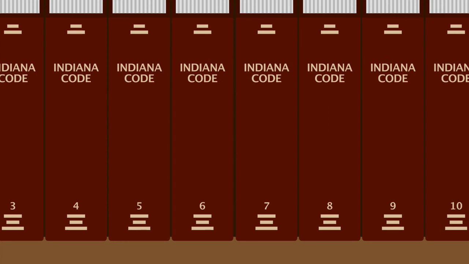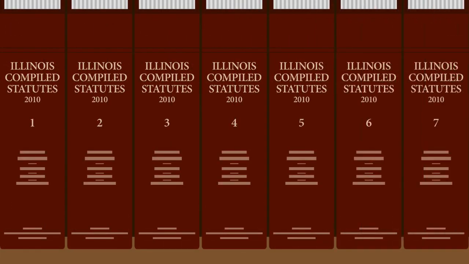Each state has its own statutory code as well. The titles can vary greatly from state to state. For example, in Indiana, the statutory code is simply the Indiana Code. In Illinois, the official code is the Illinois Compiled Statutes. Remember that Table 1 in the Blue Book can help you identify the proper name of a code for a specific jurisdiction.